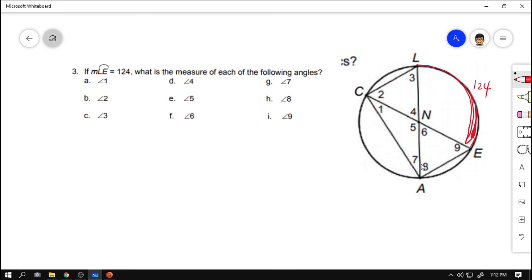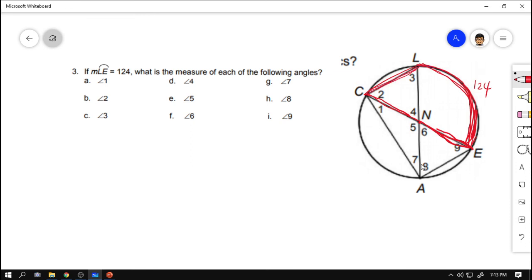So, mag-start ka kay LE. Siya magiging clue mo. Okay? Kung si LE ay 124, asan dyan ang kanyang intercepted arc? Or should I say, ito ang intercepted arc, nasan yung kanyang inscribed angle? Ang inscribed angle ng LE ito. Okay? Now, as you can observe, N is the center of the circle. So, ibig sabihin, si CE ay diameter.